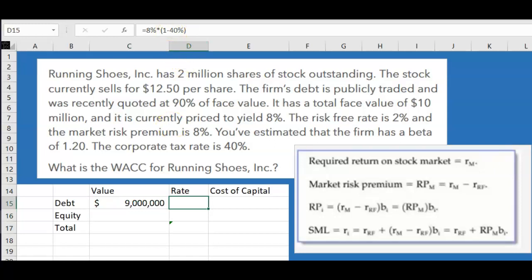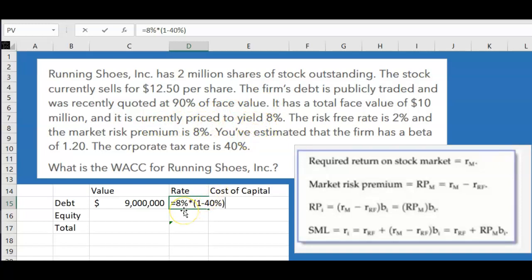Then we have to calculate the rate. Now I'm going to hit F2. Again, this is just Excel. You can look up here to see it or down here. Okay, what do they tell us? Where's our debt? The risk-free rate. Wait a second, where is it? Here it is. It has a total face value of 10 million. It's currently priced to yield 8%.